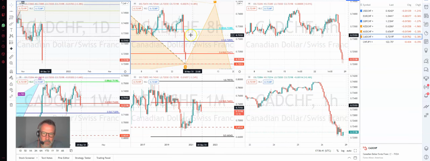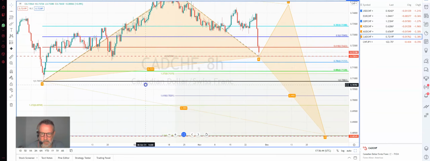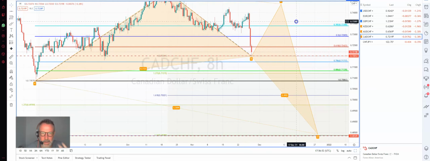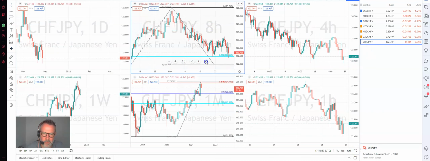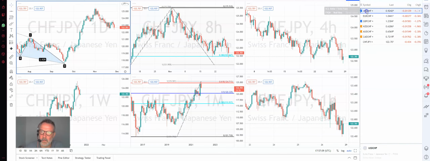And then CAD Swiss, we have this formation. Okay, so we've got a butterfly formation down here, projecting it from this level. So this is support on CAD Swiss, buying CAD, selling Swiss. And Swiss yen, I haven't got anything. So out of the 8 Swiss crosses, I've got already 1, 2, 3, 4 telling me that I should be selling Swiss. Let's go to dollar Swiss.